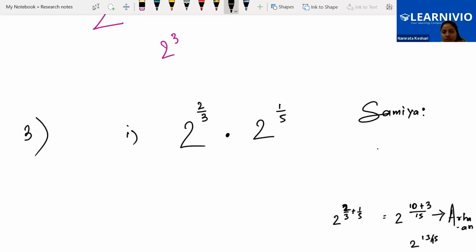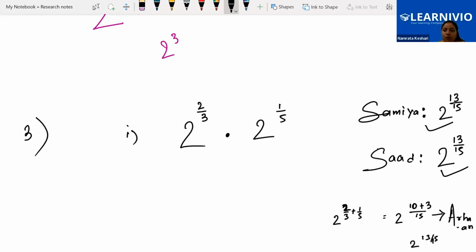Ma'am, we have the same answer. Add the exponent. Yes, ma'am. I got the same answer. Everyone is getting 2 to the power 13 by 15. Okay, that means it is correct.